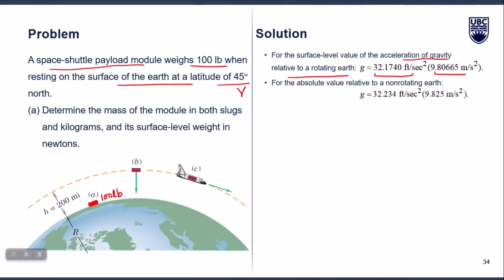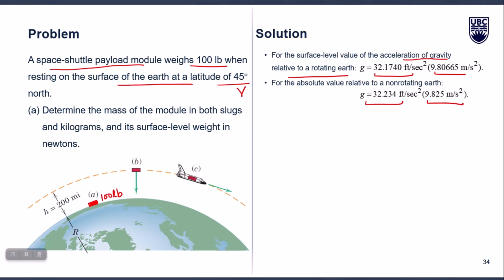If you don't account for that effect of rotation of Earth, then the value of g will be different. It will be slightly higher than when you account for that rotation, right? So you have a different value of g in both units corresponding to a non-rotating Earth. The first part of the problem says to determine the mass of the module in both slugs and kilograms and its surface level weight in newtons, right?